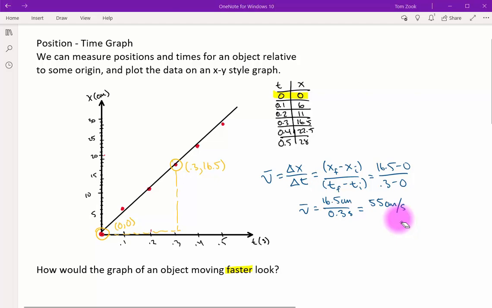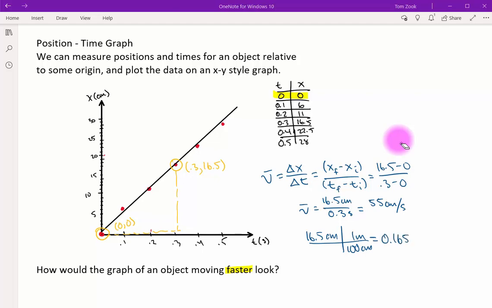We like things in meters because we generally talk about things that are moving great distances. So if we wanted to, we could convert that 16.5 centimeters into meters initially and then finish the calculation. So if we did that, 16.5 centimeters, where we have 100 centimeters for every 1 meter, would be equal to 0.165 meters. And if we recalculate, we'd have 0.165 meters divided by 0.3 seconds, which would give us 0.55 meters per second.